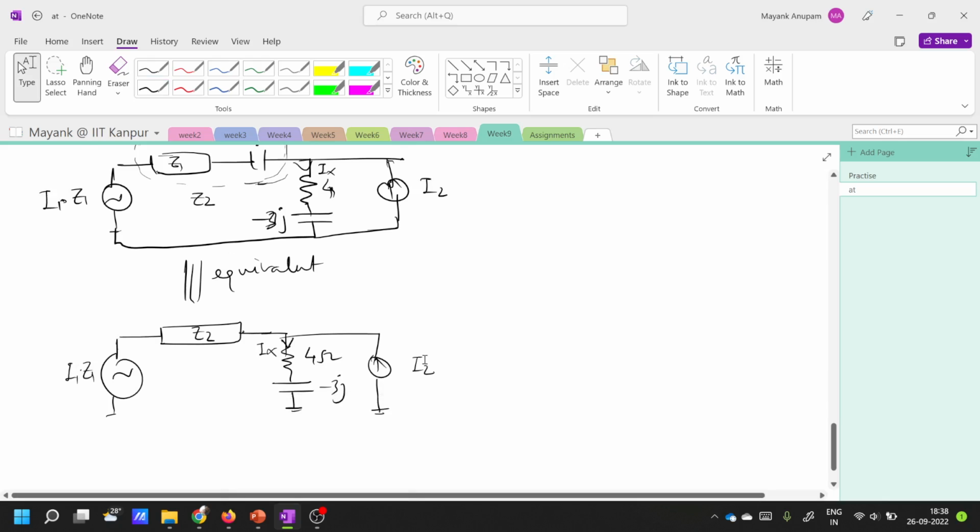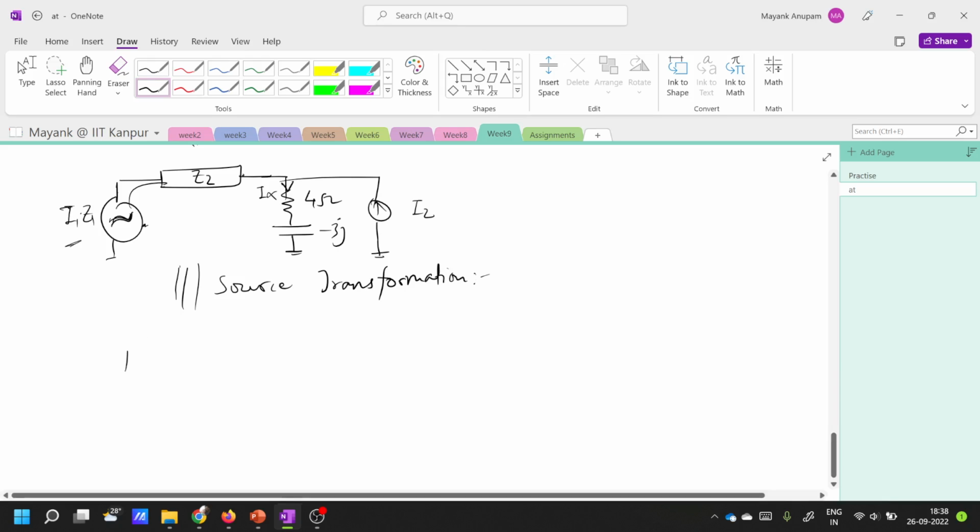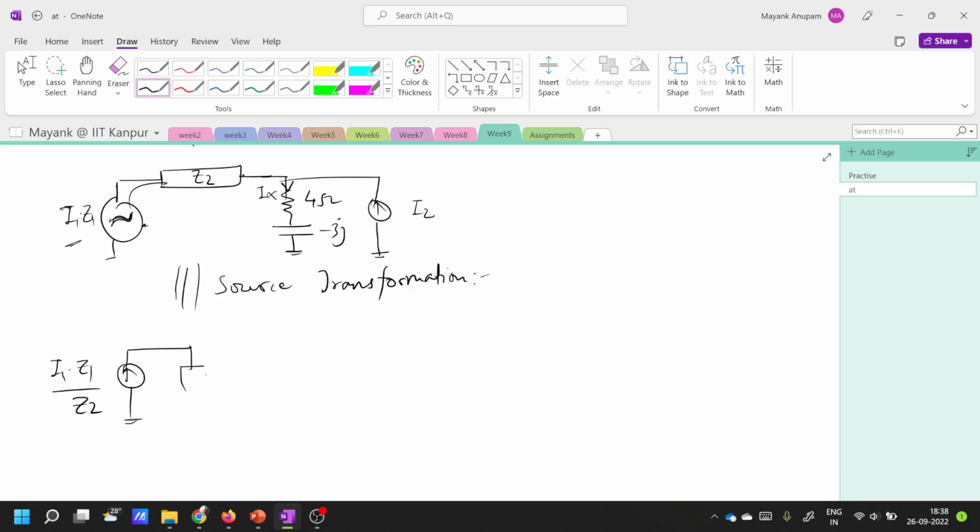Again, I will do source transformation here. You can see that this is a voltage source, by the way. This was a voltage source, I1 times Z1. This voltage source is in series with this impedance here. So I will simply use source transformation again. So this will give what? I will get a current source again, whose value will be I1 times Z1 divided by Z2. Fine, and I will get an impedance Z2 here.